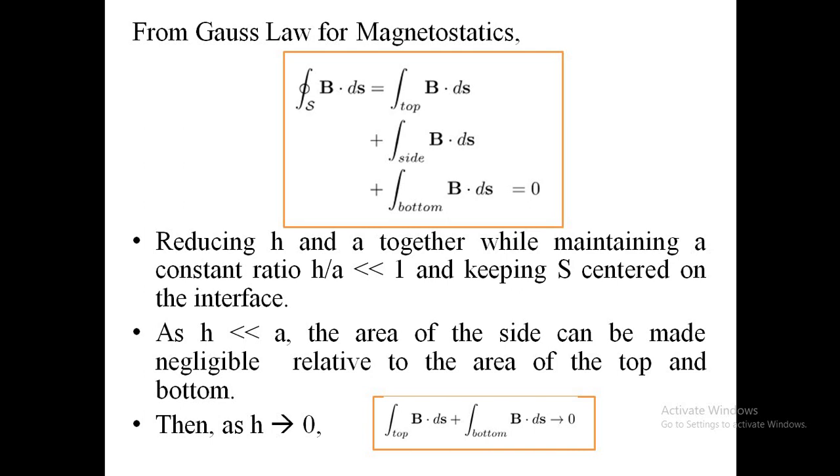Reducing h and a together while maintaining a constant ratio h by a less than 1, and keeping the surface S centered on the interface, as h is very much lesser than a, the area of the side can be made negligible relative to the area of the top and bottom. Thus, as h tends to 0, the top integral of B dot dS plus the bottom area integral of B dot dS tends to 0.